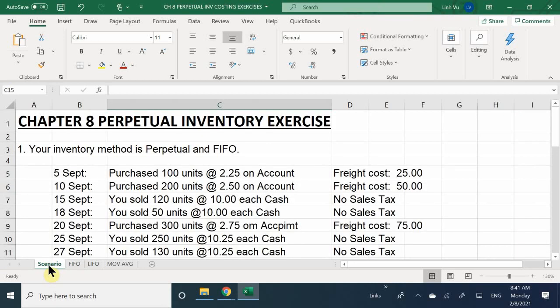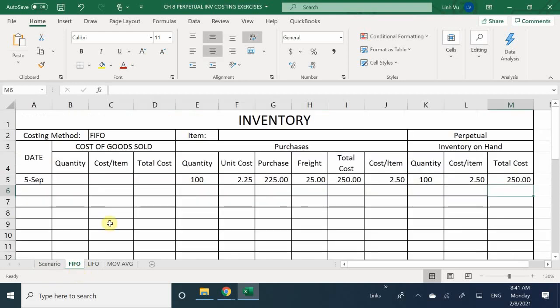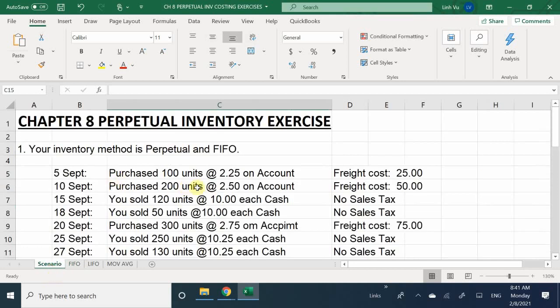So what has happened next? Purchase 200 units at $2.50 on account, September 10th. Okay, perfect. So here we end up purchasing another one. On September 10th, we purchased another 200 at $2.50 with a freight of $50. So wait, let me double check that. So we end up purchasing another 200 units at $2.50, freight costing $50.